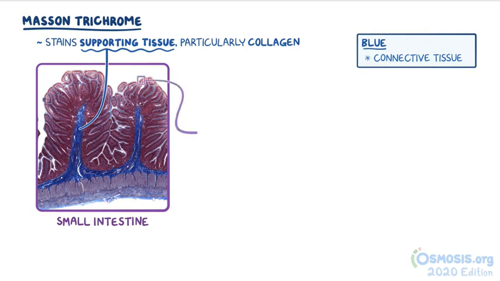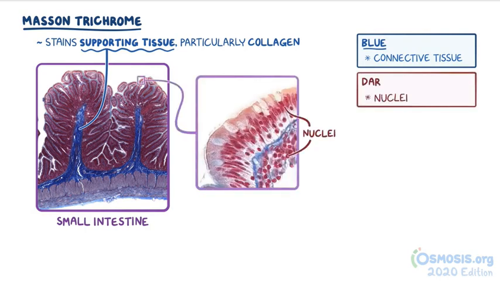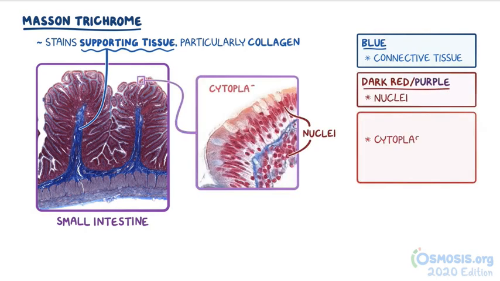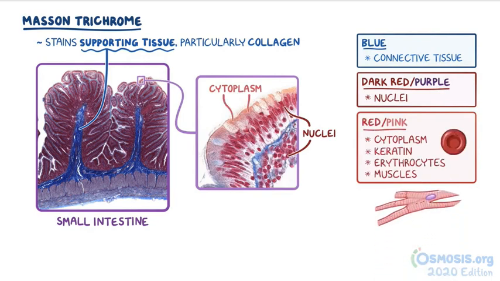If we zoom in closer, we can see that nuclei stain dark red or purple, and cytoplasm will stain red or pink. Keratin, erythrocytes, and muscles will also stain red or pink as well. At this magnification, we can also see the lamina propria in blue, which is the connective tissue that supports the epithelium.